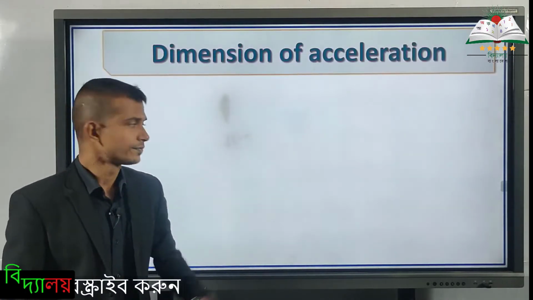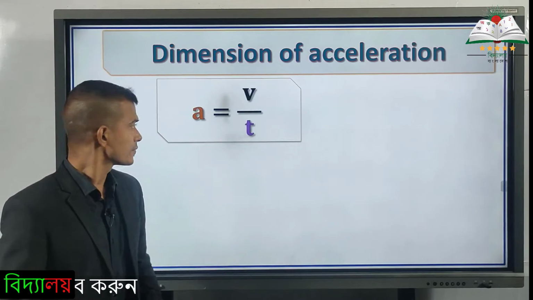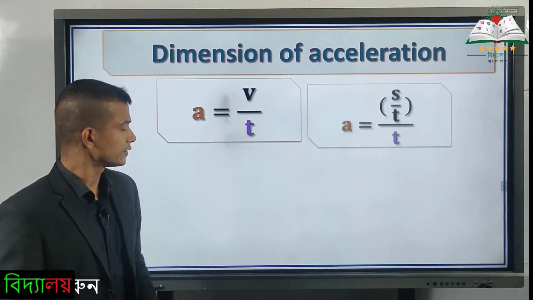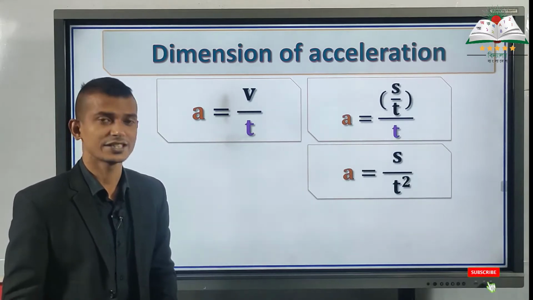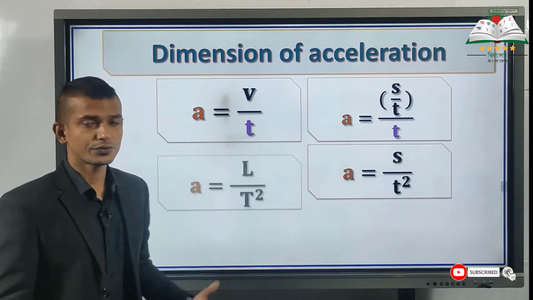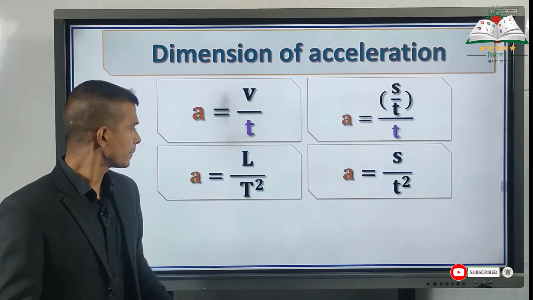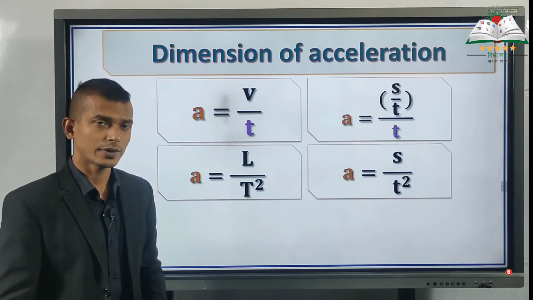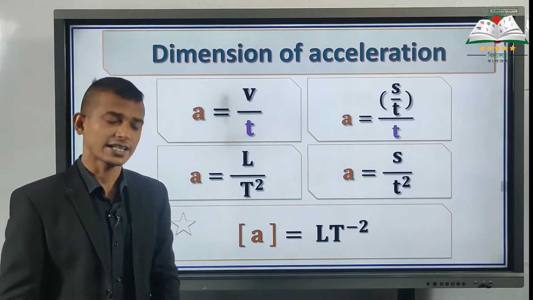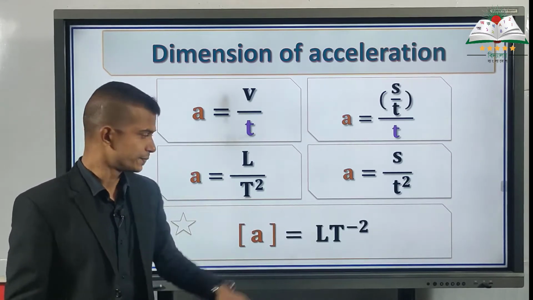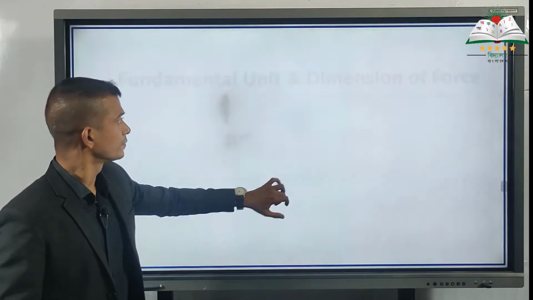The dimension, you see, I have shown you this slide and this. A equals S by T square. Okay, so we want to find out the dimension. S has a dimension of capital L and T has a dimension of capital T, so we can write the dimension of acceleration is LT inverse 2. We will use it directly.